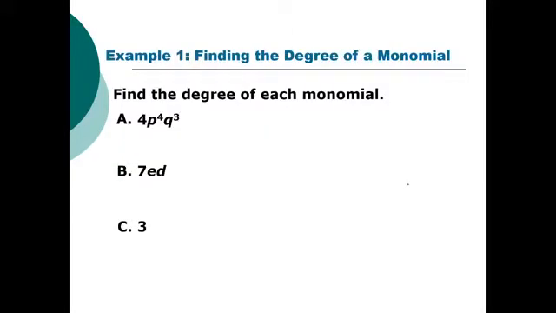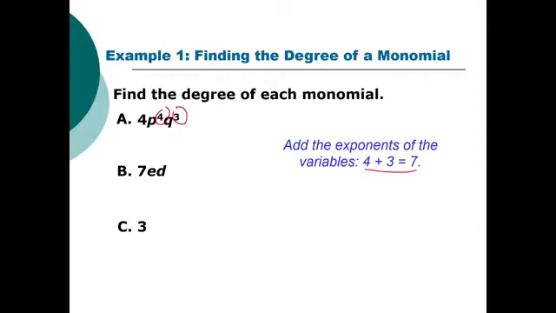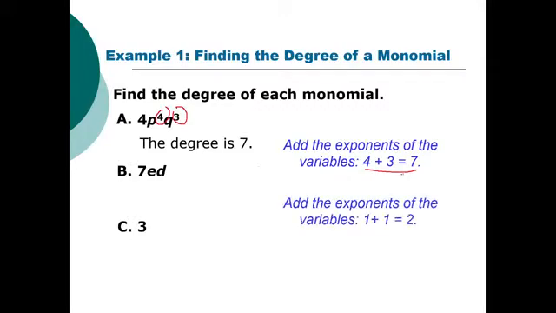Let's find the degree of the monomial here. For letter A, what is the degree? The degree is simply add the exponents of the variables. You have there, add 4 and 3 to get 7. So the degree is 7. For example, letter B, add the exponents. You have 1 plus 1, that's equal to 2. So therefore, the degree is 2.